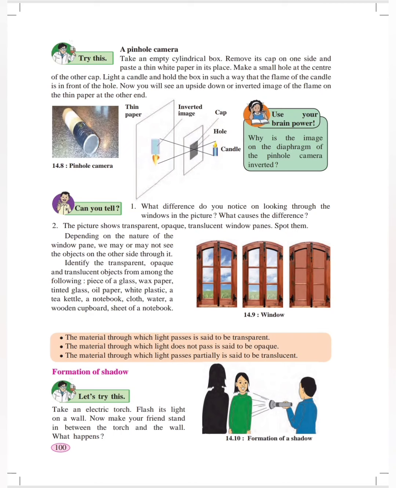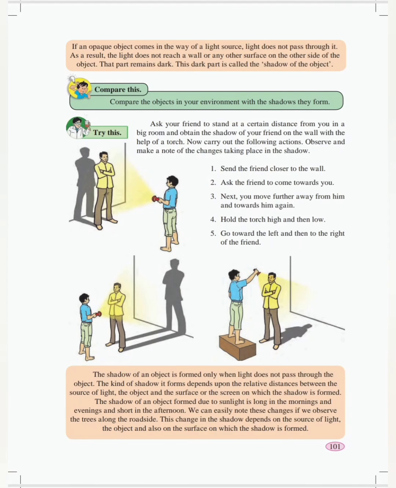Now what exactly happens to form a shadow? When an opaque object comes in between the light, then the shadow is formed. If an opaque object comes in the way of the light source, light does not pass through it. As a result, the light does not reach a wall or any other surface on the other side of the object. That part remains dark. This dark part is called the shadow of that object.